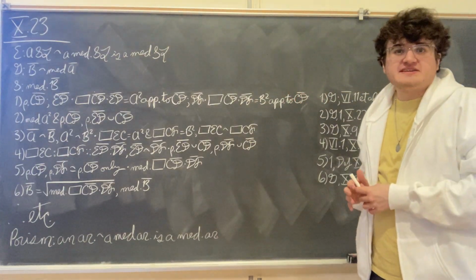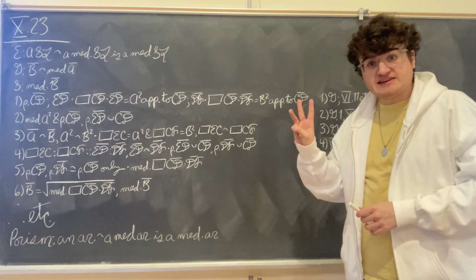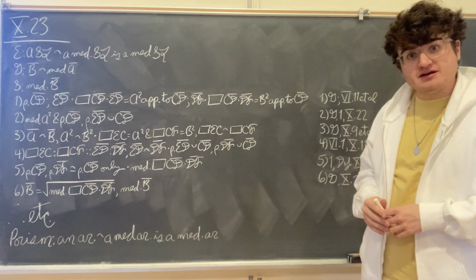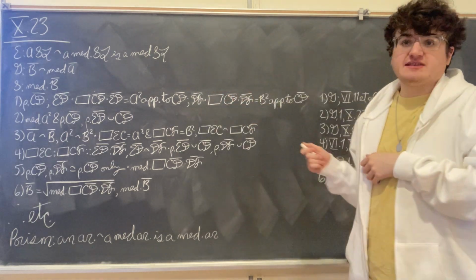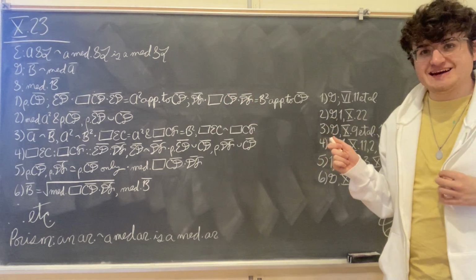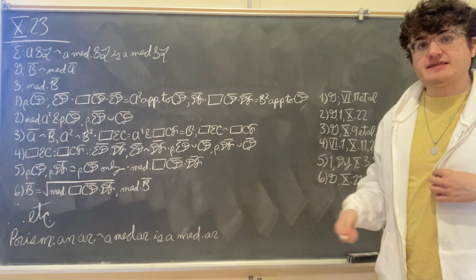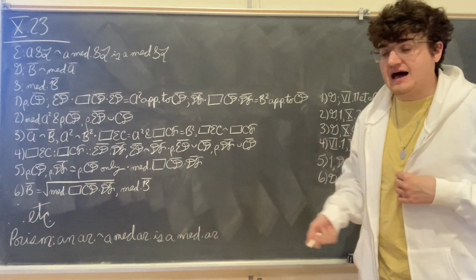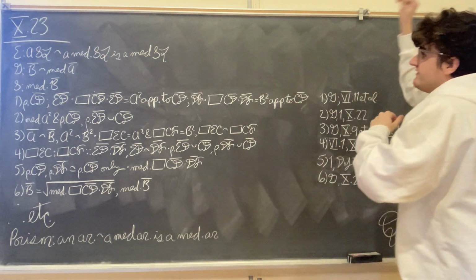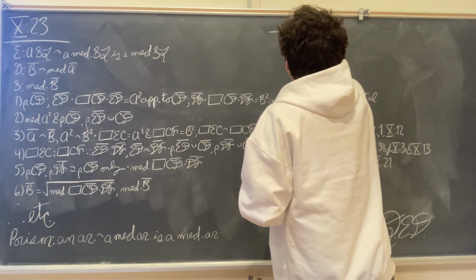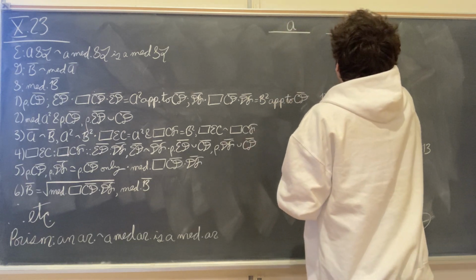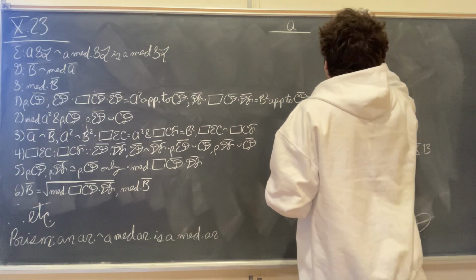Hello. This will be a demonstration of proposition 10.23 of Euclid's Elements, which says that a straight line commensurable with a medial straight line is itself another medial straight line. We're given two straight lines, the medial straight line A and the straight line B.